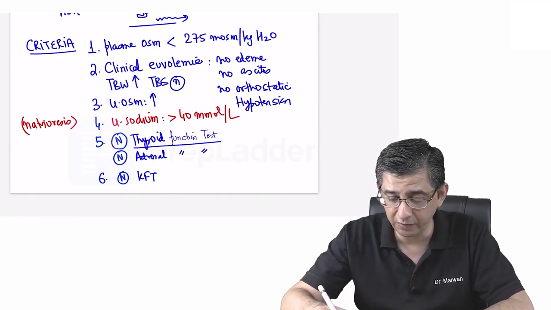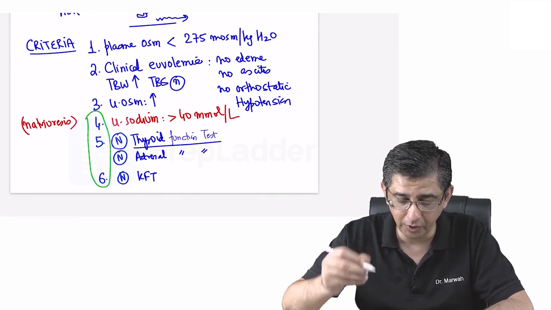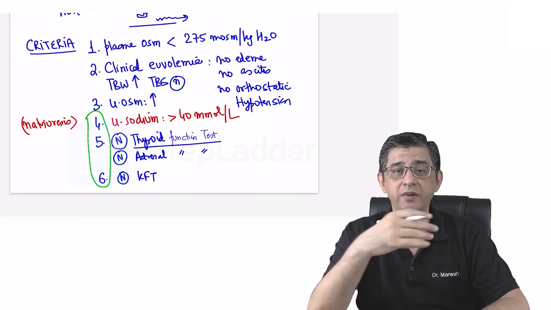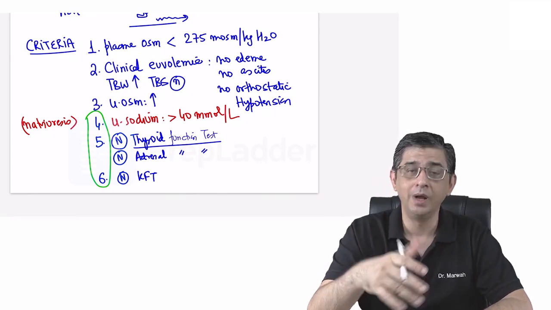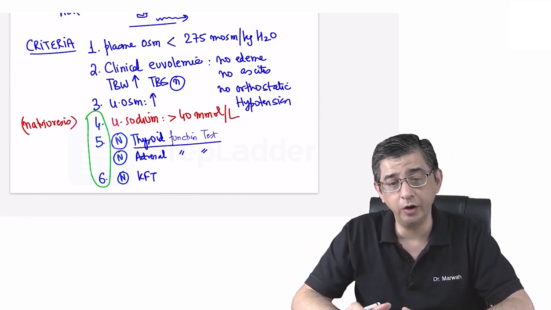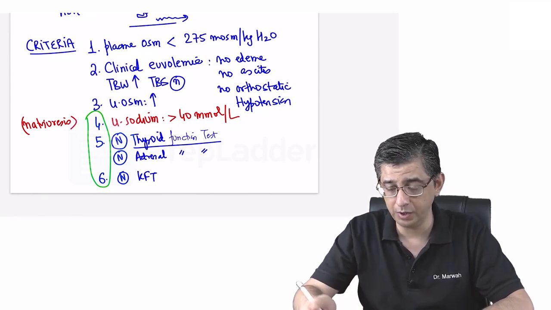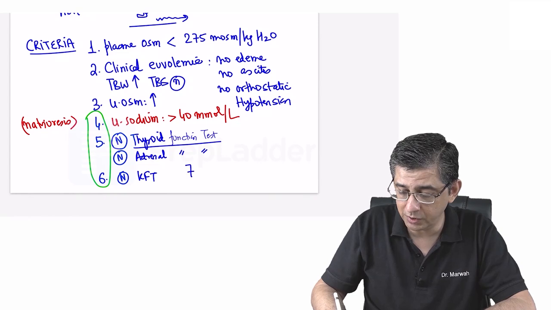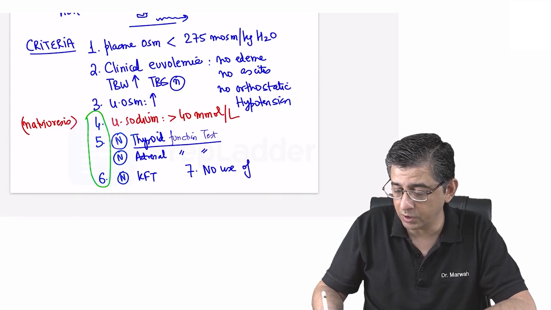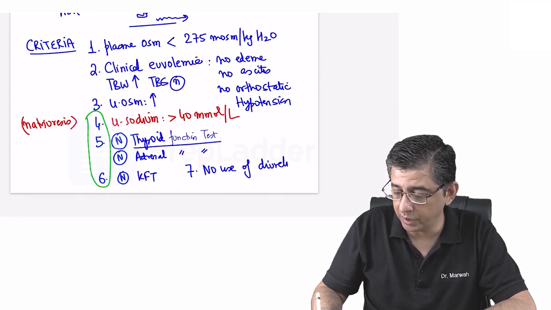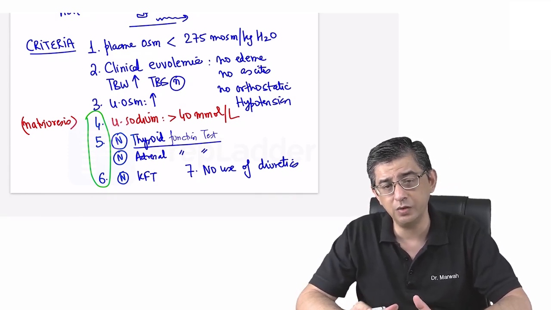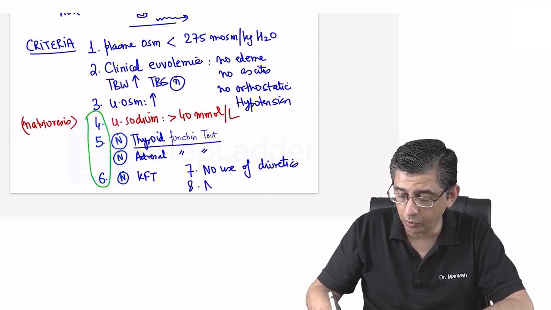I repeat once again, criteria 4, 5, 6 are all important from the exam perspective. How are you going to remember it? In all cases of SIADH, thyroid function has to be normal, adrenal gland function has to be normal, and then urinary sodium would be elevated due to the natriuresis component. I also need to demonstrate in these patients that there is no use of diuretics, because if diuretics are present in any individual, that can affect the results for at least 1 week, and there should be no hypokalemia.